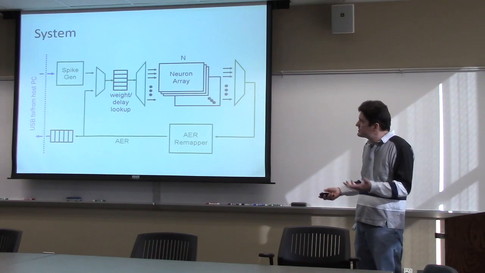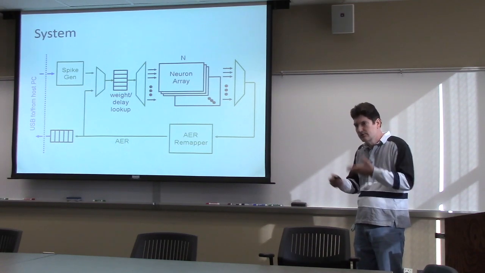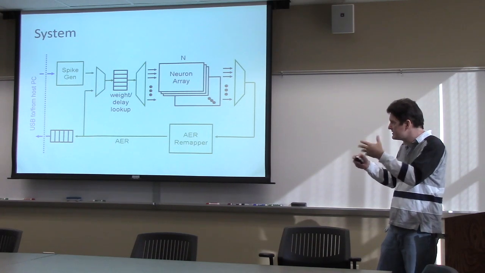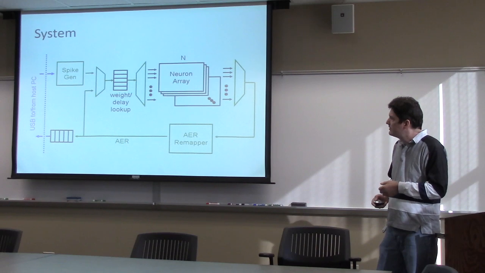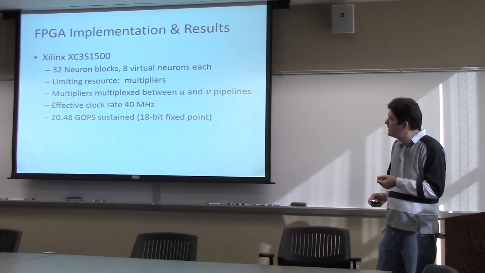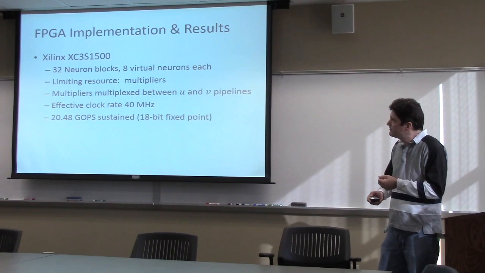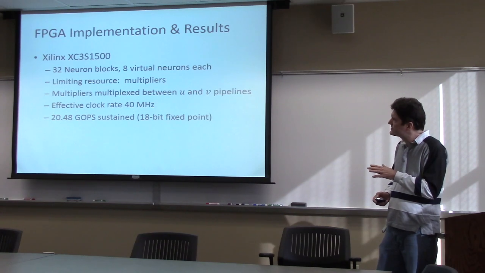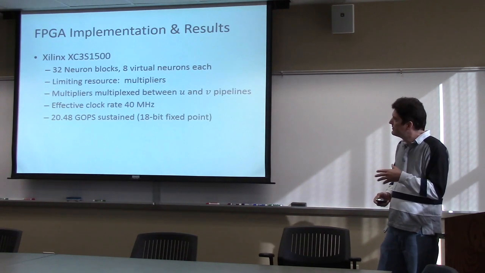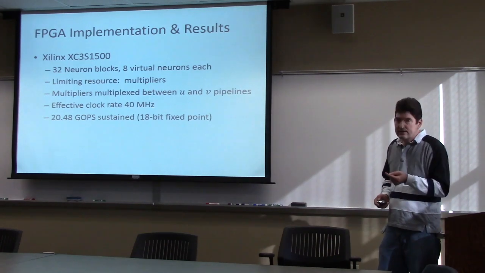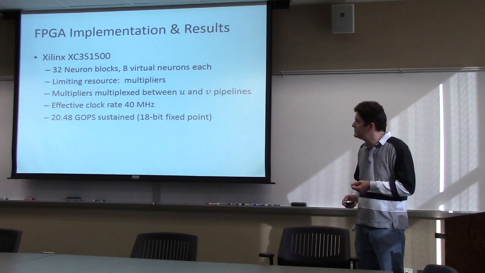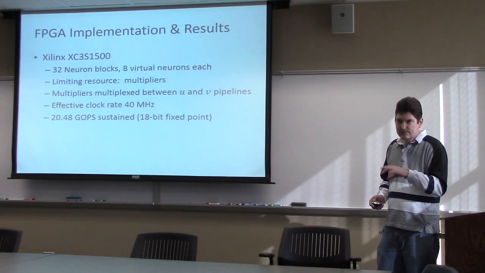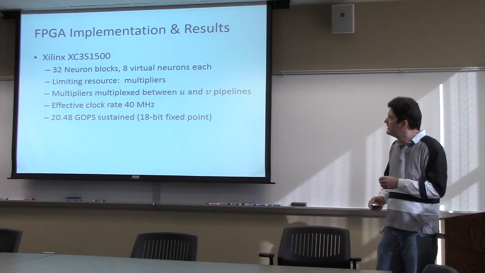Now this got into a bigger system so that you could actually simulate a whole neural system. So you had to deal with the inputs, the dendrites, the interconnections, all that kind of good stuff. But that's what they were able to do. They used, for us, a relatively older FPGA at this point, and they were able to set up 32 blocks of neurons with 8 neurons on each block. Their limiting factor was the number of multipliers on the FPGA, and because of the limited number of multipliers, they wound up having to multiplex the multipliers between the U and the V pipelines.